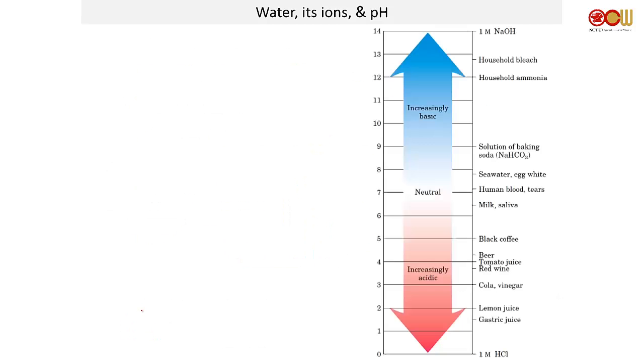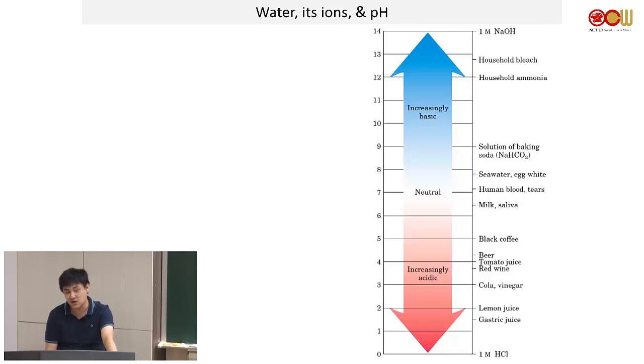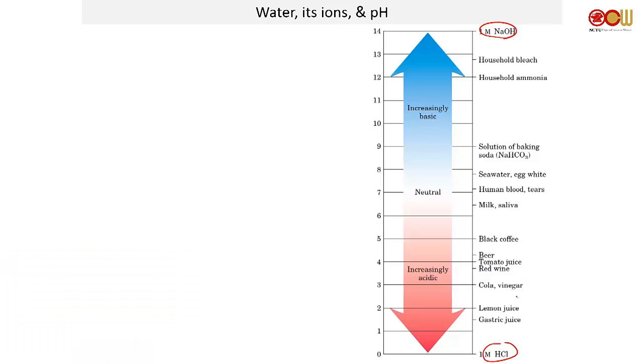So this is just water. Let's take a quick look at some of the common stuff that you find in your house and what the pHs are for those solutions. At the very top, you have NaOH and HCl, because 1 molar of HCl will give you a pH of 0, because you have 1 molar of proton. Somewhere in between, you have lemon juice, Coca-Cola, vinegar, that kind of stuff. You have tomato juice, red wine, beer, black coffee, so those are pretty much acidic.